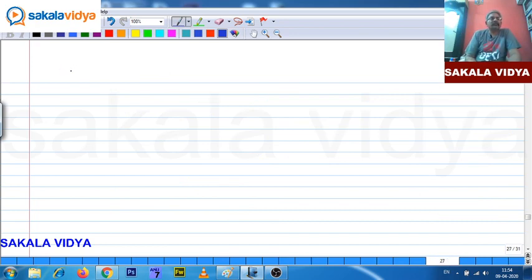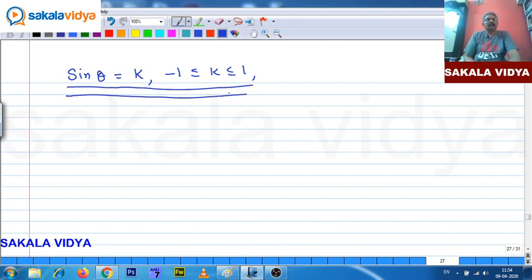So, for example, sin theta is equal to k. This k lies in minus 1 less than or equal to k less than or equal to 1. And next, how to find this one? Here, let us say the principal value is alpha. Now the general solution, GS, is theta is equal to n pi plus minus 1 to the power of n alpha.